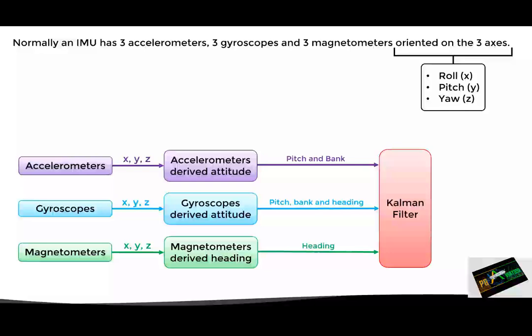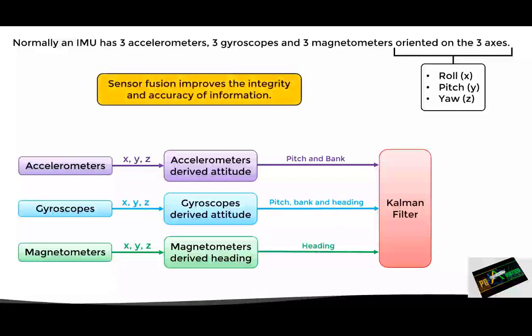All this information derived from the sensors is sent to a Kalman filter, which integrates and complements this information in order to obtain a sensor fusion. This sensor fusion improves the integrity and accuracy of information to then calculate the estimated pitch, bank, and heading values.